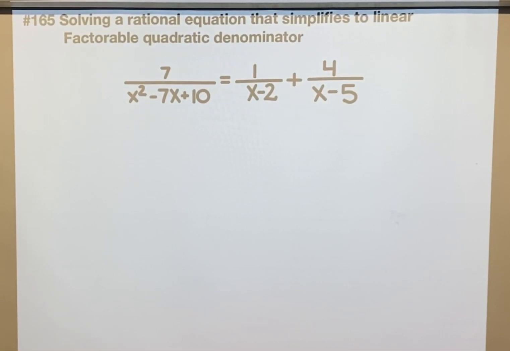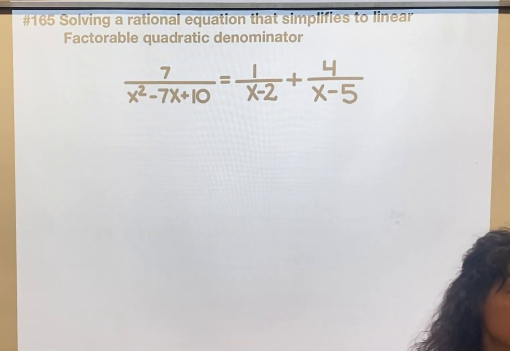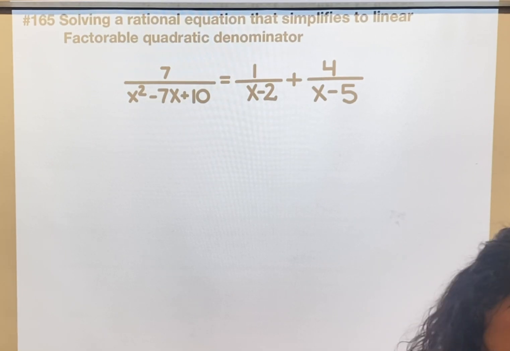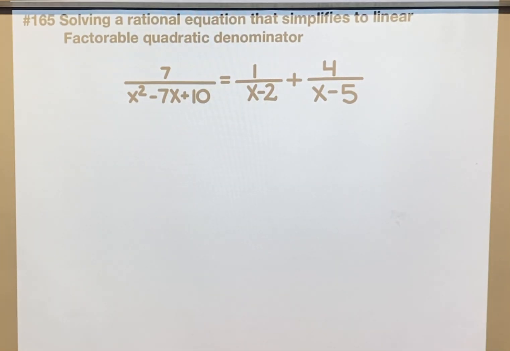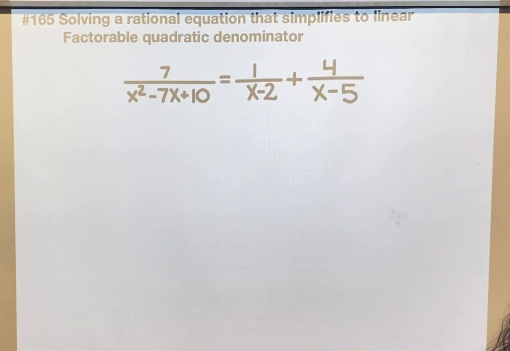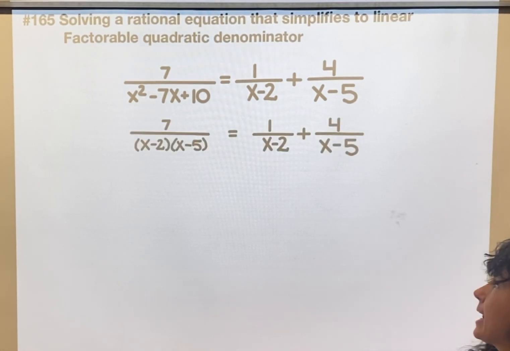So for this topic, you see an equation, and the first thing that should go through your mind when you see an equation with fractions is you want to multiply both sides by the denominators. But before we can do that, we need to completely factor the denominators so that we know what the denominators are made out of.